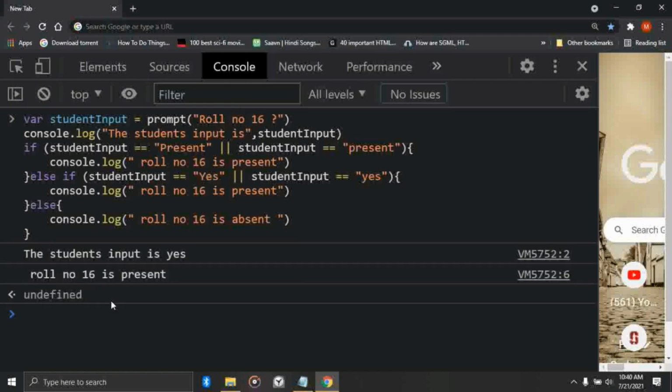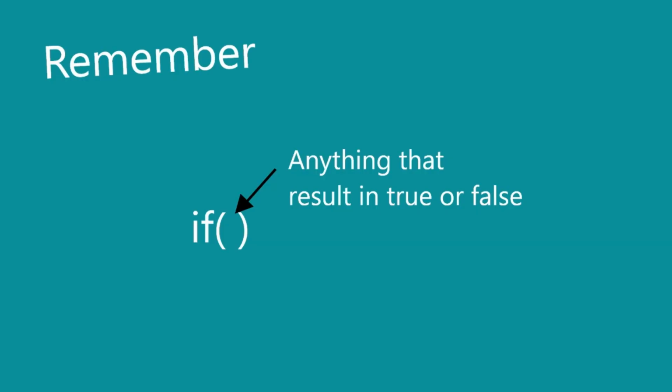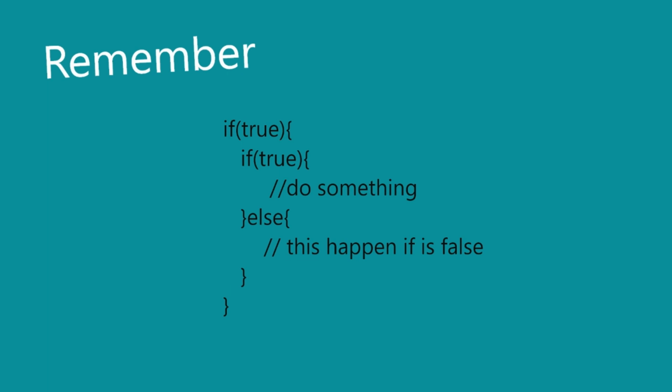So what are the takeaways? The first one is we can put anything which results in true or false within the if and else if, and we can write complex code by nesting these if else statements.